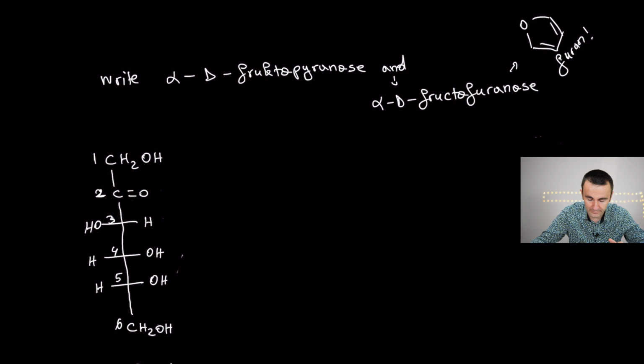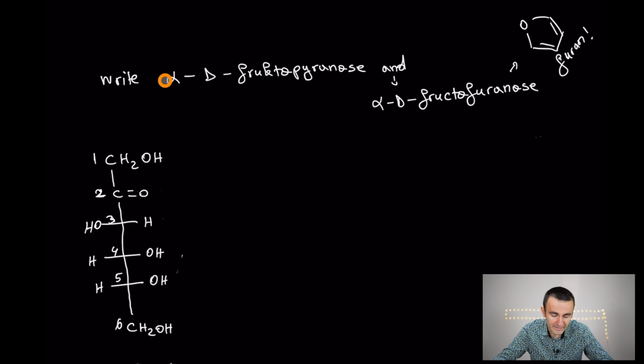Let's move further. Now let's move to ketose. Write alpha D fructopyranose and alpha D fructofuranose. Furanose means 5 elements in the cycle.